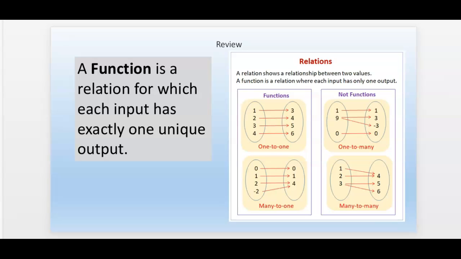Guys, remember, a function is a relation in which each input has exactly one unique output. A relation, again, is a set of ordered pairs. The function just makes sure that each input has exactly one unique output. Again, these are the mapping diagrams. If you see something like that 9 right there, that's not a function. Or something like that 3 right there, that's not a function.